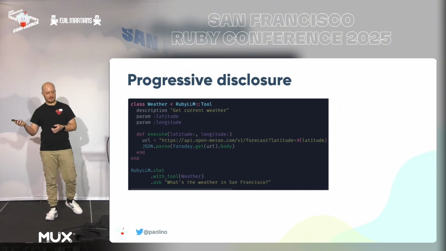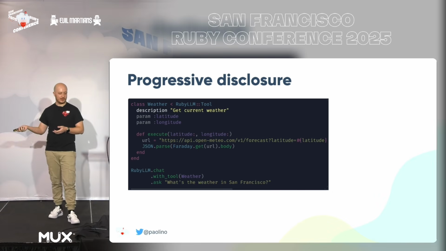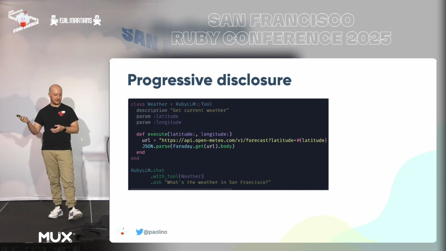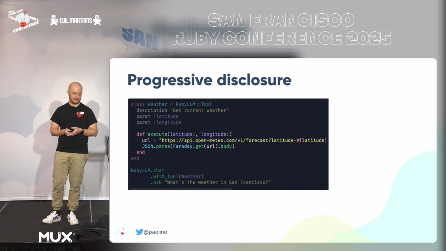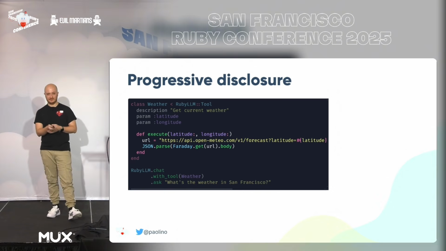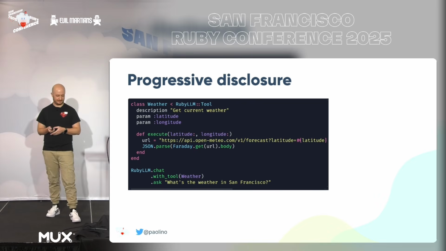So you simply subclass the tool class, and you can declare a description, parameters, and then you can go on and actually write your execute function. This is actually a functioning tool that you can test. And it's also on the website if you want to look at the code. So this will tell you what's the weather in San Francisco.